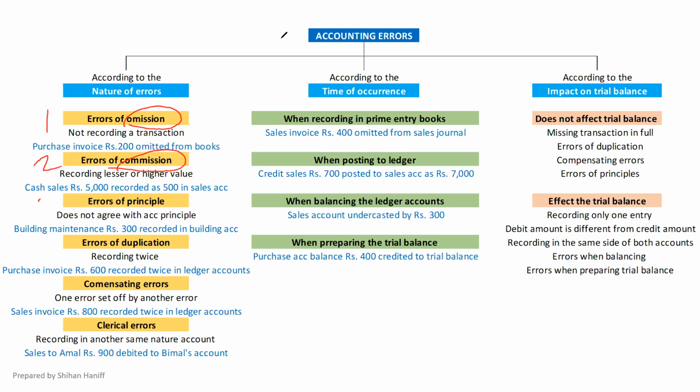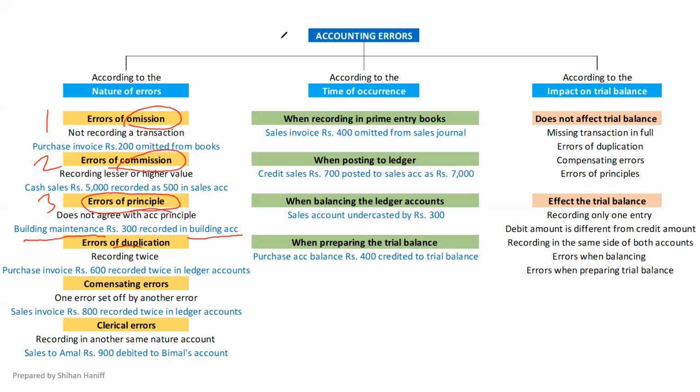Then errors of principle means it does not agree with accounting principles. Accounting principle means assets and expenses increase by debit and decrease by credit. Capital, income and liabilities increase by credit and decrease by debit. So here mainly what happens is an expense is recorded as an asset or an asset is recorded as an expense. For example, building maintenance 300 recorded in the building account. Building maintenance is an expense account. Building account is an asset account. An expense is recorded as an asset.